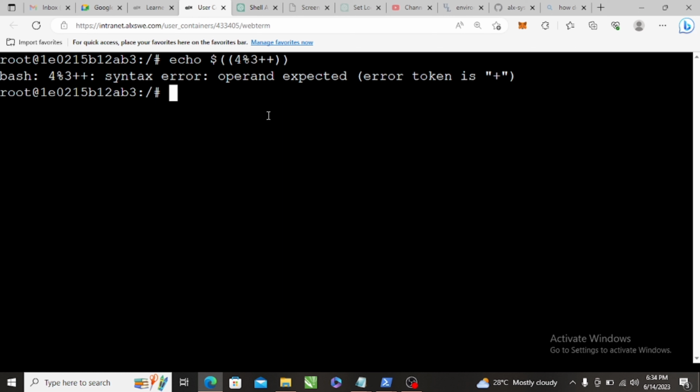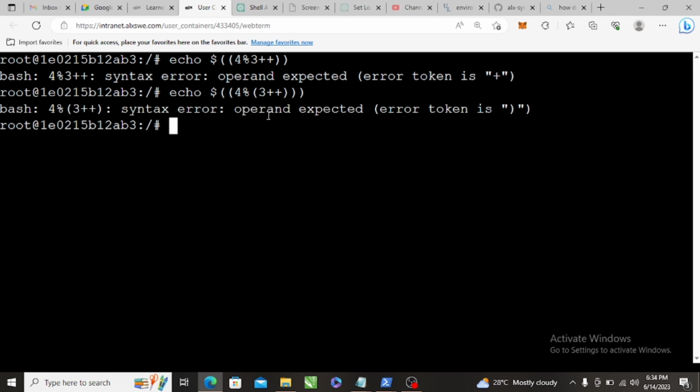Let me put this in a bracket and see if it's going to work. Okay, and then I can use single or double, right? So let me use single and then enter. It still didn't work. But the major thing for plus plus is that you should add 1 to it. Okay, and then we can have minus minus, right? Minus minus is to subtract 1 from it.